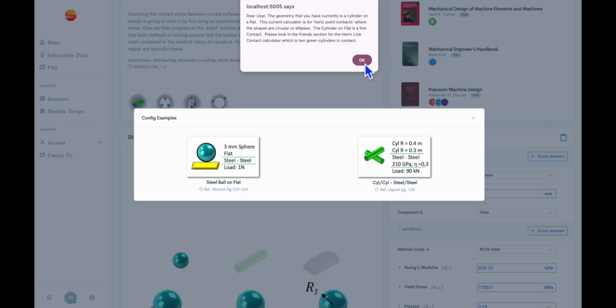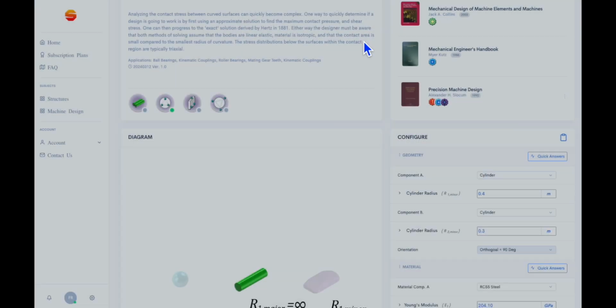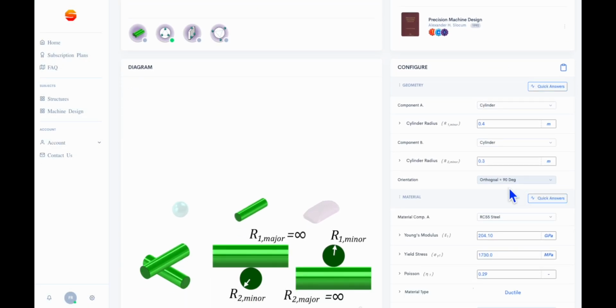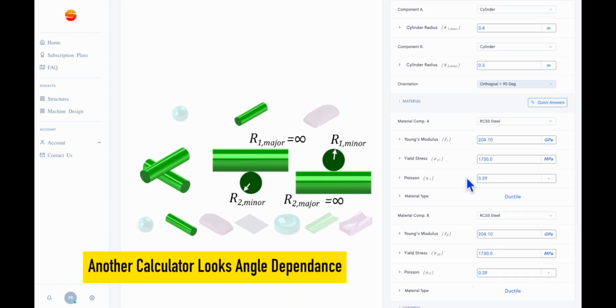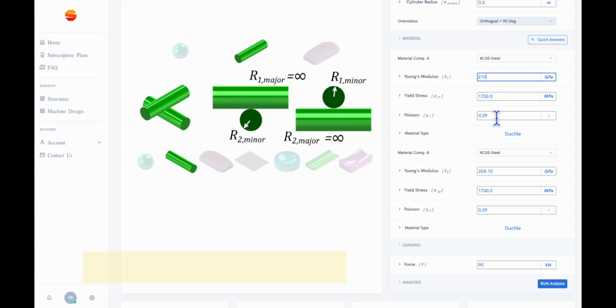One of the things that you'll see is the platform throws you warnings of what the actual contact angle is in order to avoid misrepresentation. So you'll see that in the platform. That's what the warning was telling you, that for this configuration, it's going to set it as orthogonal 90 degrees and you cannot change it because we are looking at point contacts. There is another calculator where you can change this factor. Okay, let's change the Young's modulus to 210 and the Poisson to 0.3.